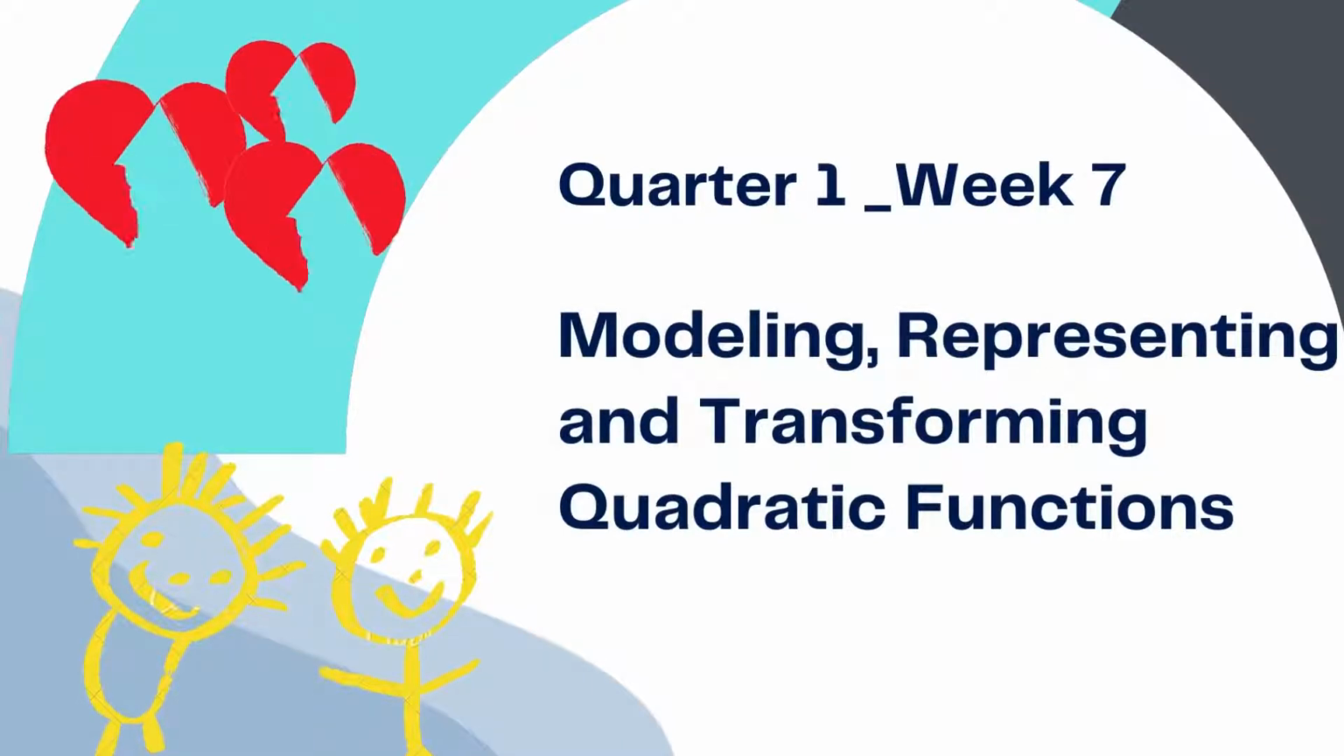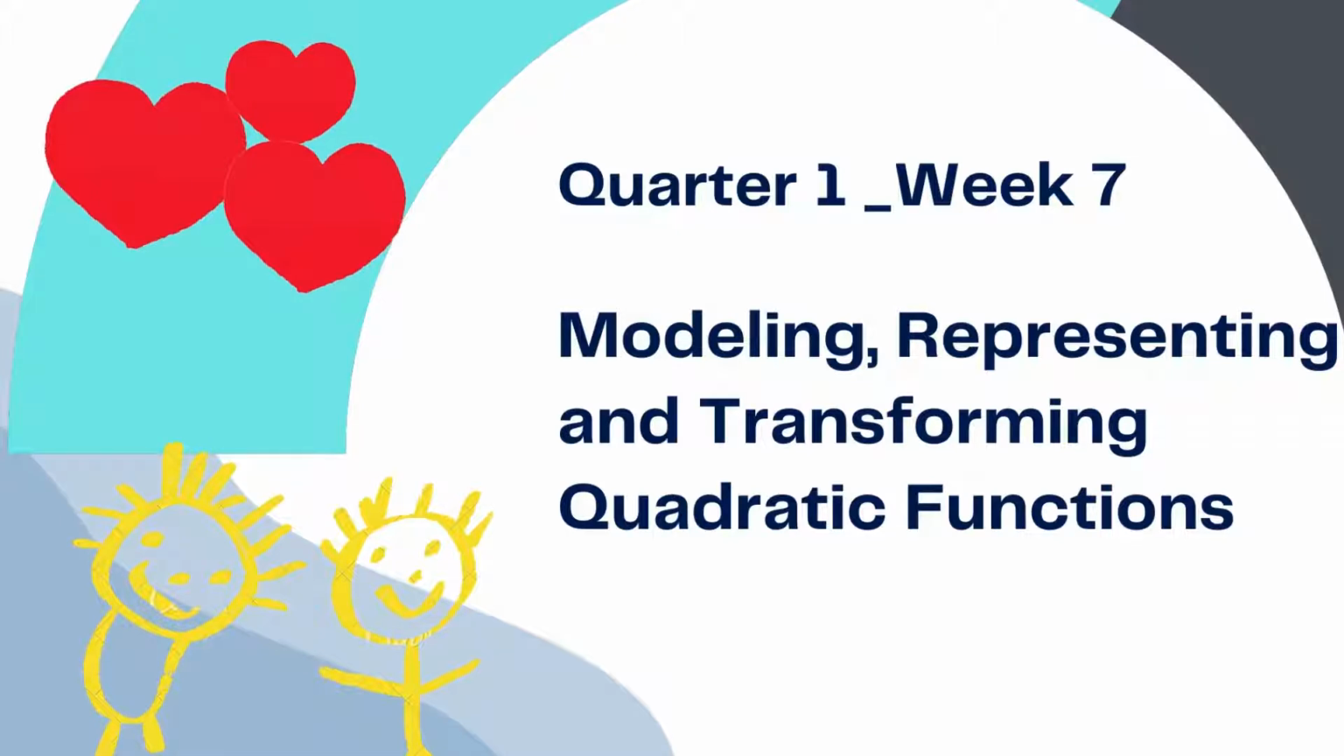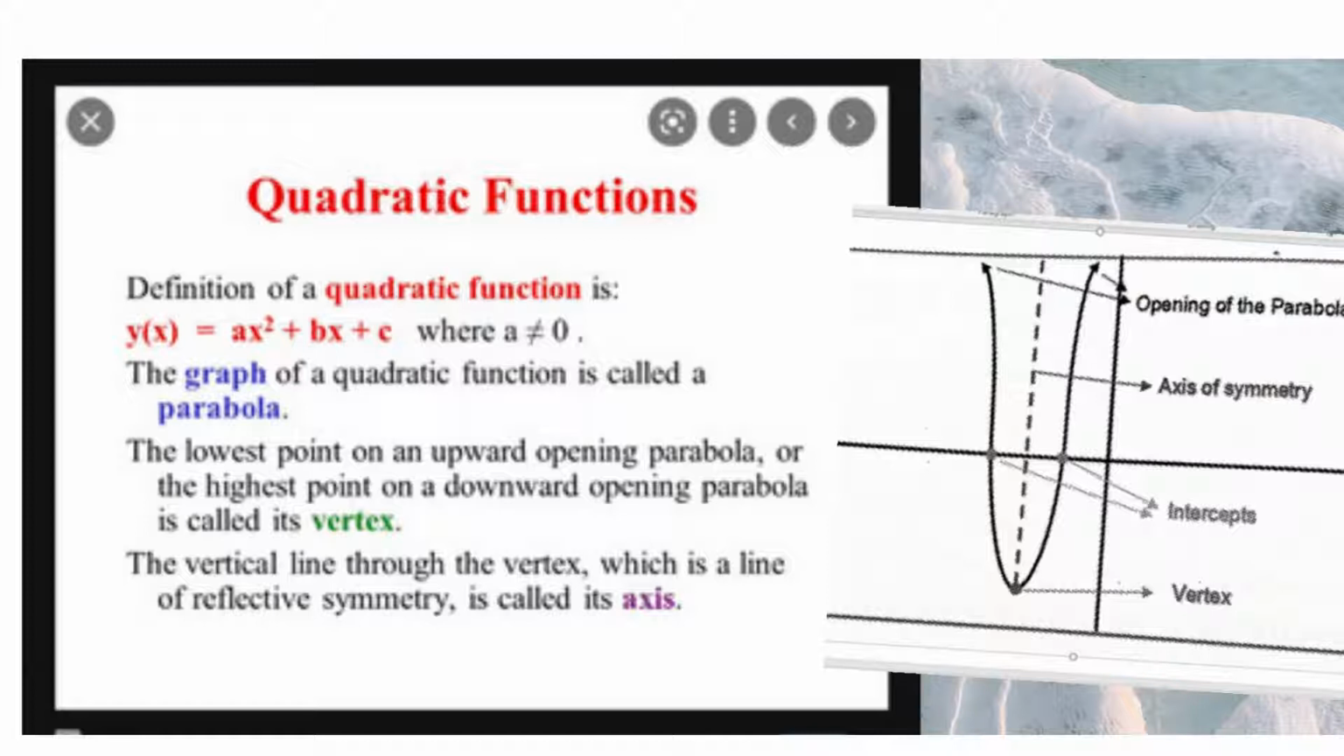Our topic for today is in quarter 1, week 7, and it is about modeling, representing, and transforming quadratic functions. Note that the quadratic function is always in the form of f of x, or simply y equals ax squared plus bx plus c, where a is not equal to 0. The graph of the function is a parabola.